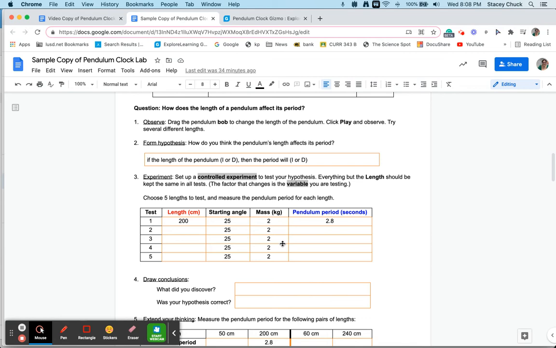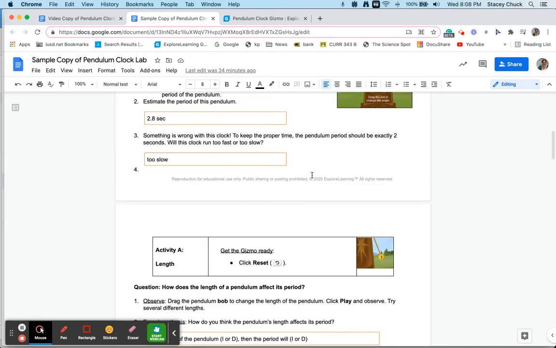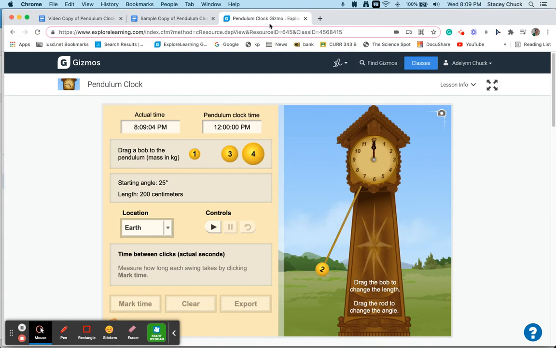So this is what the data table should look like for your first experiment. The angle will remain 25 for all, the mass 2 for all. And for our first one, I just pulled from the default settings of the clock that we did at the beginning: 200 centimeters length, 2.8 seconds. Then you're going to collect the rest of the data, and I'm going to demonstrate that really quickly here.